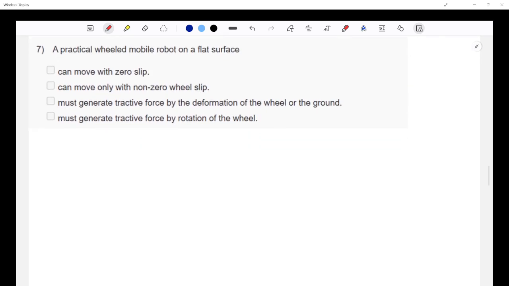Let's move to question 7. A practical wheeled mobile robot on a flat surface can move with zero slip, can move only with non-zero wheel slip, must generate tractive forces by deformation of the wheel or the ground, must generate tractive forces by rotation of the wheel. So far, we have studied v = rω, the ideal rolling condition, and slip λ = 0. But in real systems, this is not physically achievable. Why? Because motion requires tractive forces. Tractive forces come from friction and deformation. We saw this. So either the wheel or the ground must deform to generate these tractive forces.